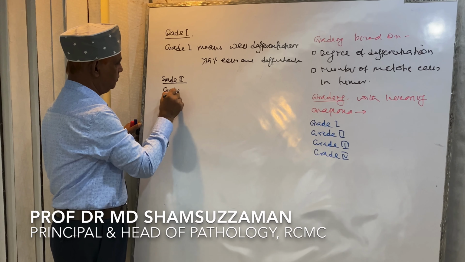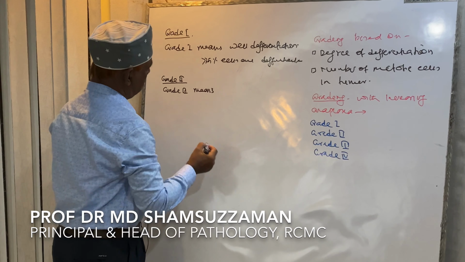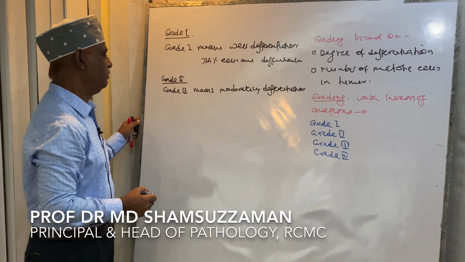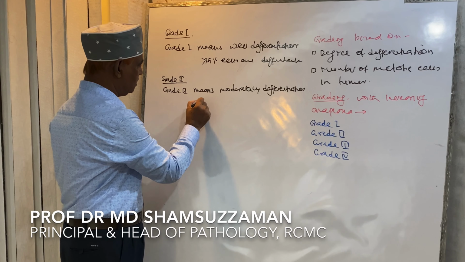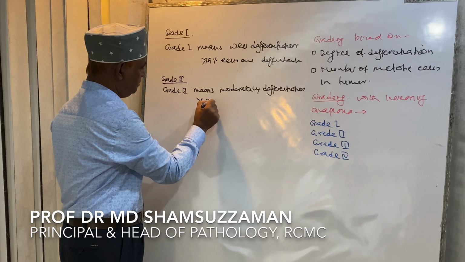Now, come to grade 2. Grade 2 means moderately differentiation, that is in this tumor more than 50%, but less than 75% cells are differentiated.